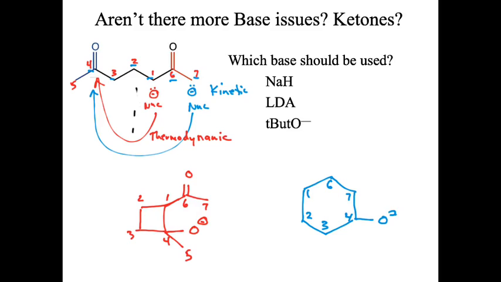Position 4 had the O minus. It also had carbon number 5. Okay, position 6 had the carbonyl. Which of those two drawings is more stable? The 6-membered ring. I only get one product regardless of which base I use, which means which base should I use?